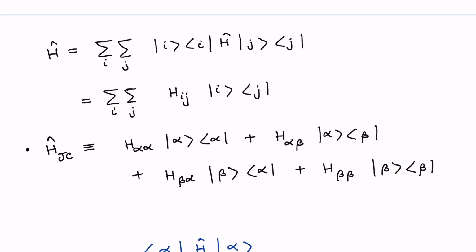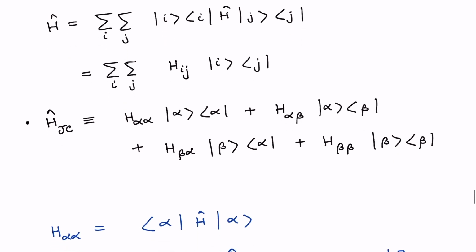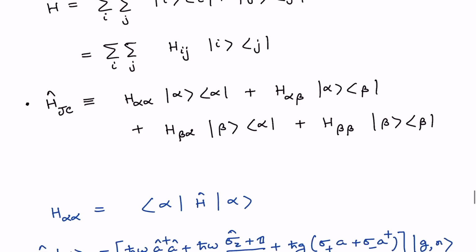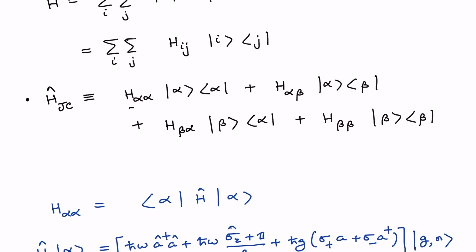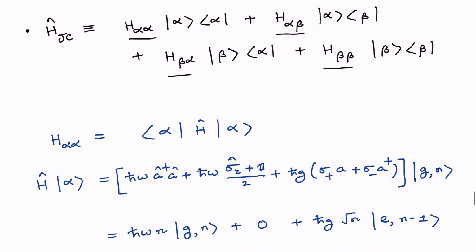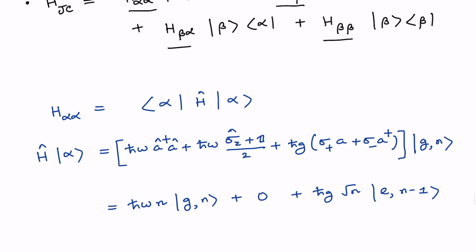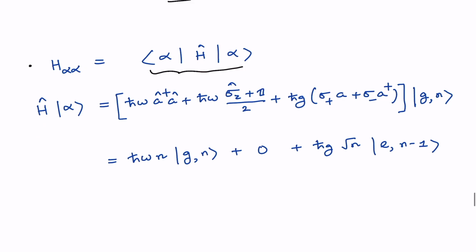Because the basis states are here, ket alpha and ket beta, we are going to have in total 4 matrix elements for the Hamiltonian, and we have to calculate all of them. Let me show you a typical calculation here. Say H_alpha alpha is this matrix element. First let us find out what is H acting on alpha, and alpha is ket g, n, right? So let me explain this Hamiltonian term by term.